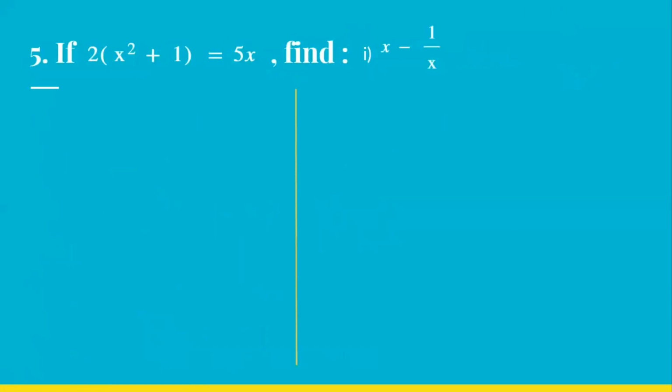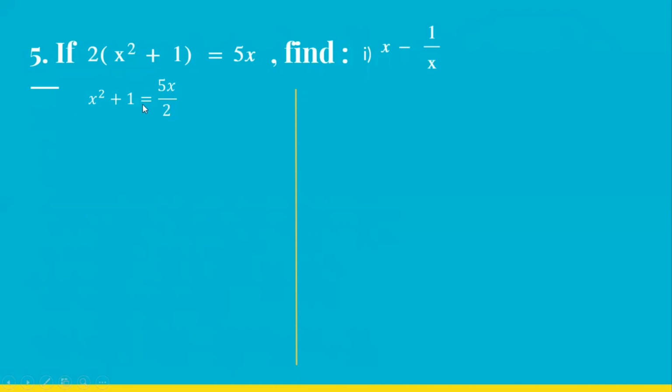Okay, let's move on to the next question. If 2 in bracket x square plus 1 is equal to 5x, find x minus 1 upon x. Okay. So let's start with the first part of this. So we have 2 in bracket x square plus 1 is equal to 5x. Let us take this 2 this side. So on simplifying this, we get x square plus 1 is equal to 5x by 2.